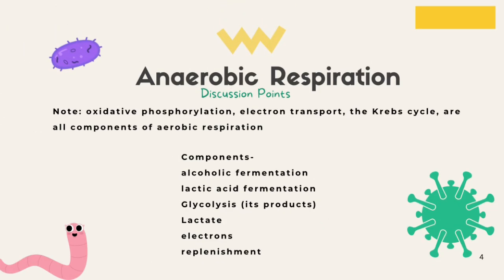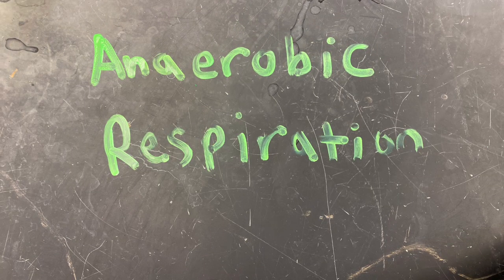Anaerobic respiration discussion points. Note that oxidative phosphorylation, electron transport, and the Krebs cycle are all components of aerobic respiration. Now, the components of anaerobic respiration include alcoholic fermentation, lactic acid fermentation, glycolysis in terms of its products, lactate, electrons, and replenishment.